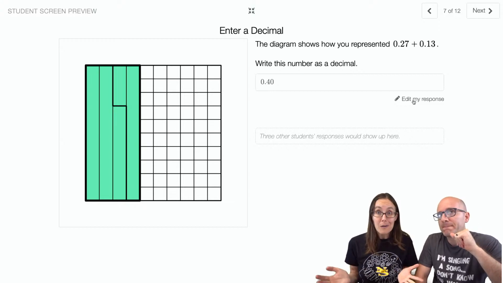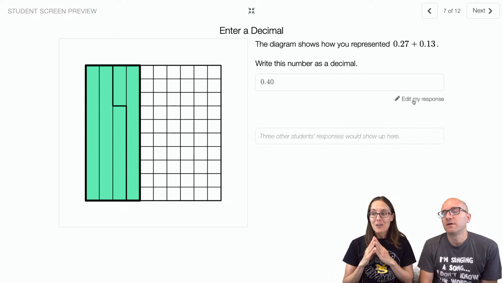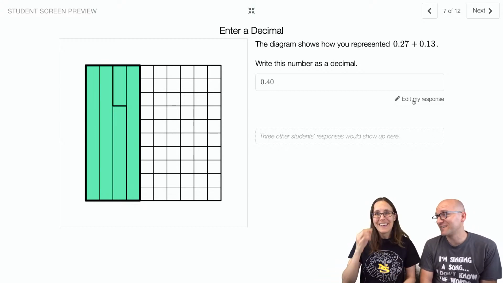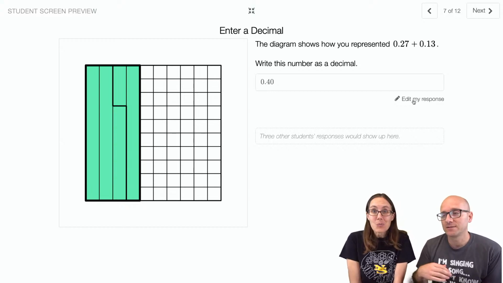But you can break it apart multiple ways. You could say this is 4/10. You could say it is 40 hundredths. Yeah, 400 thousandths. There are lots of different ways to break it apart.